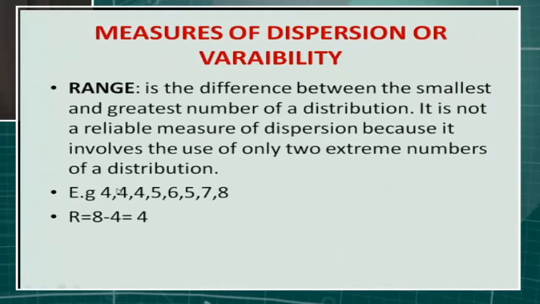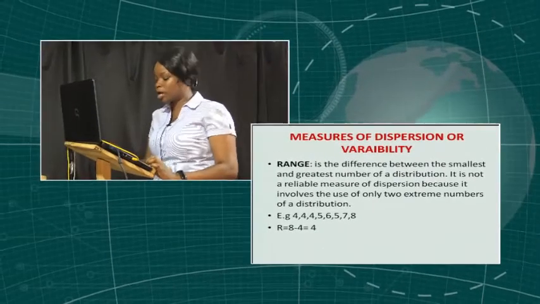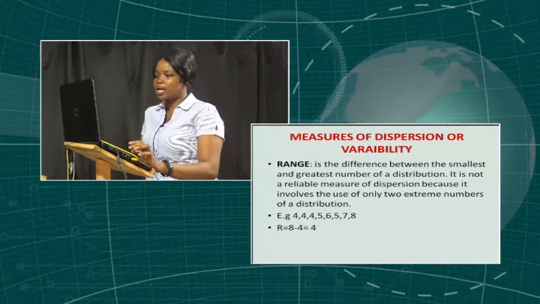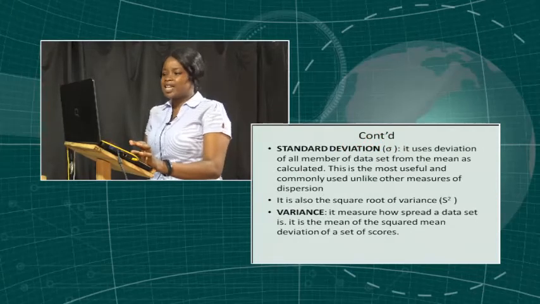Now let's look at what we have here. Look at this example where I have 4, 4, 4, 5, 6, 5, 7, 8. You can see that the highest that we have here is 8. Then the smallest here is 4. Now subtracting 8 minus 4, you have 4. That is the range. So it is not a very reliable measure of dispersion because it is only involving two extreme numbers.